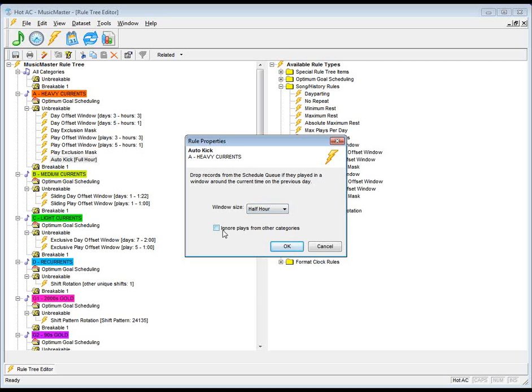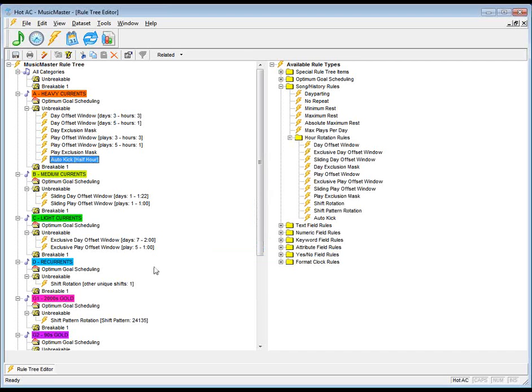You can also tell it to ignore plays from other categories, which comes in handy if you have songs that move from A to B or B to A and so forth. If it played as a B yesterday, but we're scheduling it as an A today, it's not going to kick it out of the rotation because it played as a B in this hour yesterday. That's what happens when you check that box for ignore plays from other categories.